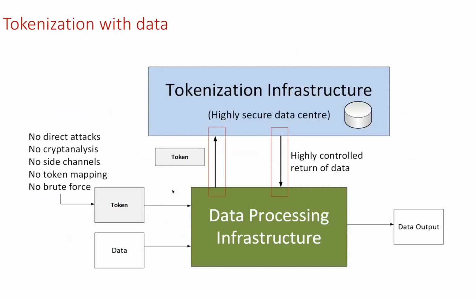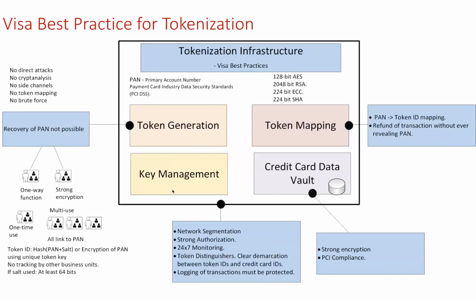So tokenization infrastructure is to take tokens that can't be cracked, have no side channels or direct attacks, feed them into a data processing infrastructure, send them off with a query to our tokenization service, and then get a reply back. And here, the actual core information within the token, which is sensitive, is never revealed at all. So this is Visa's best practice for tokenization.